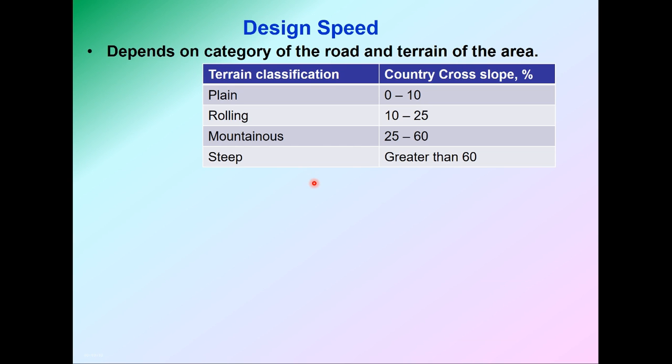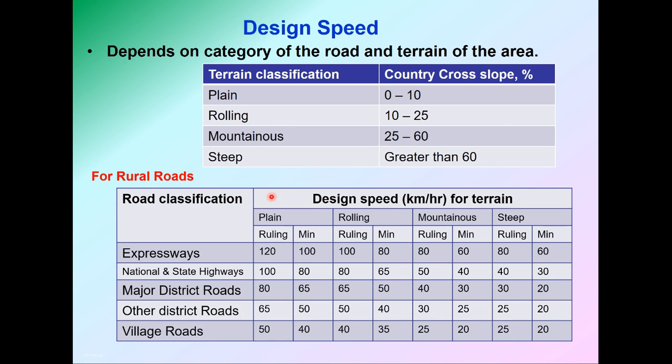Now design speed depends upon the category of the road and terrain of the area, and IRC has suggested 4 classification for terrain: plain, rolling, mountainous, and steep, depending upon the cross slope. If it is less than 10%, it is plain terrain. If it is more than 60%, it is steep terrain. And based on these terrain, the design speeds for rural roads are given in this table.